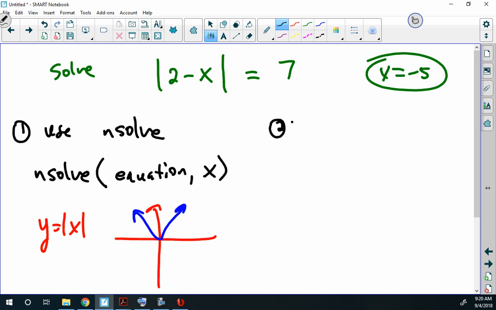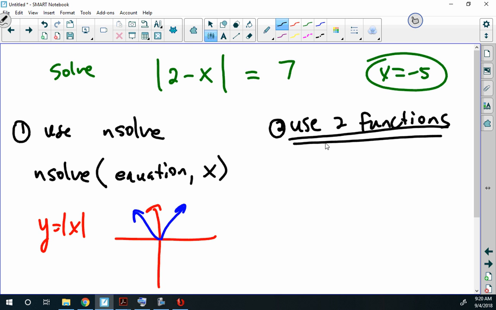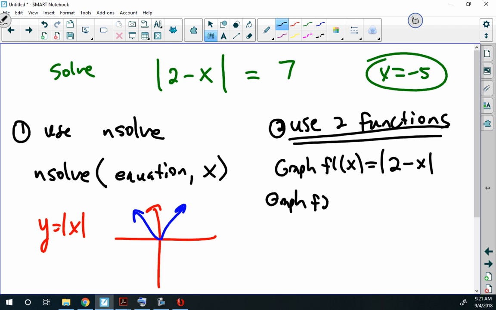Number two, we're going to use two functions to solve this. What we're going to do is make two functions. We're going to graph f1 of x equals the absolute value of 2 minus x. And we're also going to graph f2 of x equals 7. I'm going to go to a graphing page, and I'm going to graph each half of the equation as its own individual function.